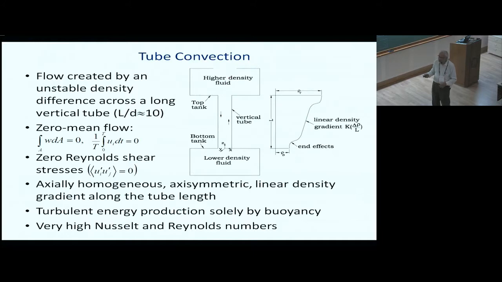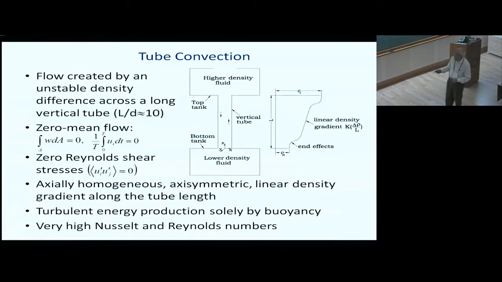So the way we do the experiment is by having a long vertical tube, have high density fluid at the top, low density fluid at the bottom. So this density difference can be created either using salt, again differences in salt concentration, or by having a heater here and circulating cold fluid at the top.